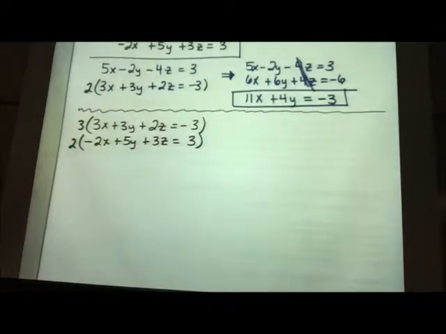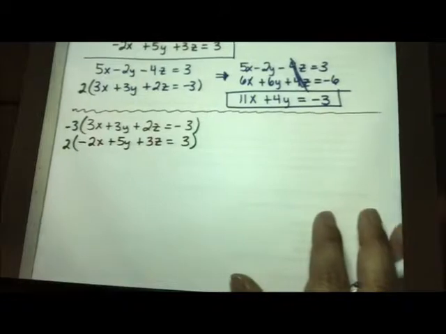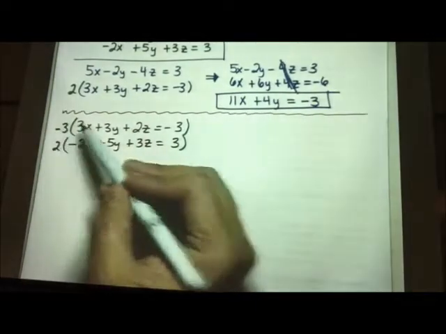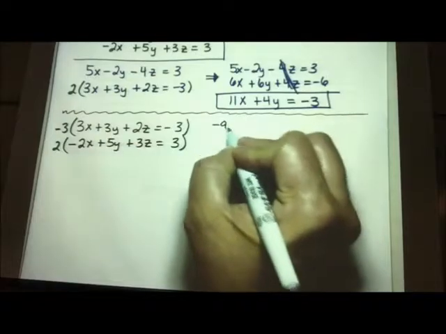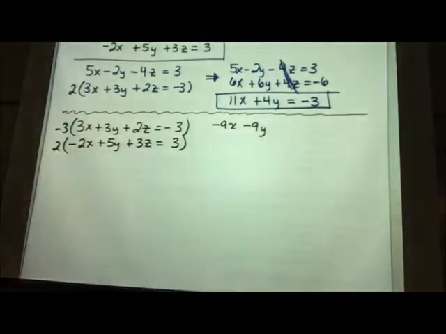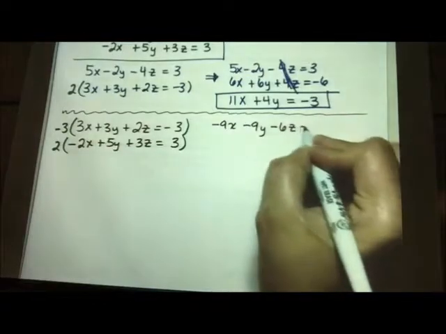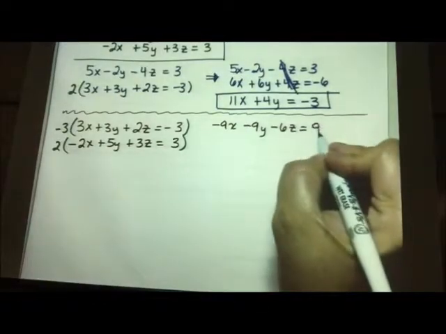But remember, in order for you to be able to eliminate something when you're multiplying, one has to be positive, one has to be negative. So I'm just going to go with a negative 3. If you chose a negative 2, your answer is still correct. At the very end, it would still be the same thing. Negative 3 times 3 is a negative 9x. Negative 3 times 3 is a negative 9y. Negative 3 times 2z is a negative 6z. And the negative 3 times the negative 3 is a positive 9.